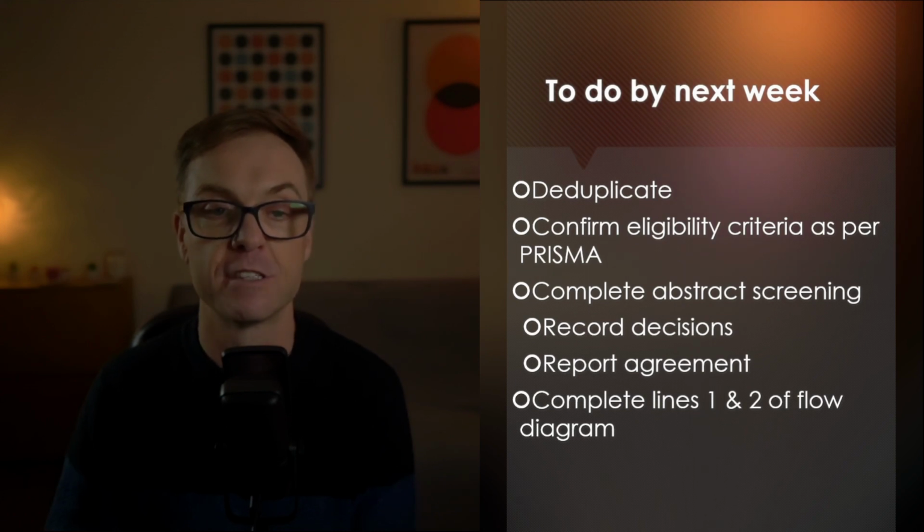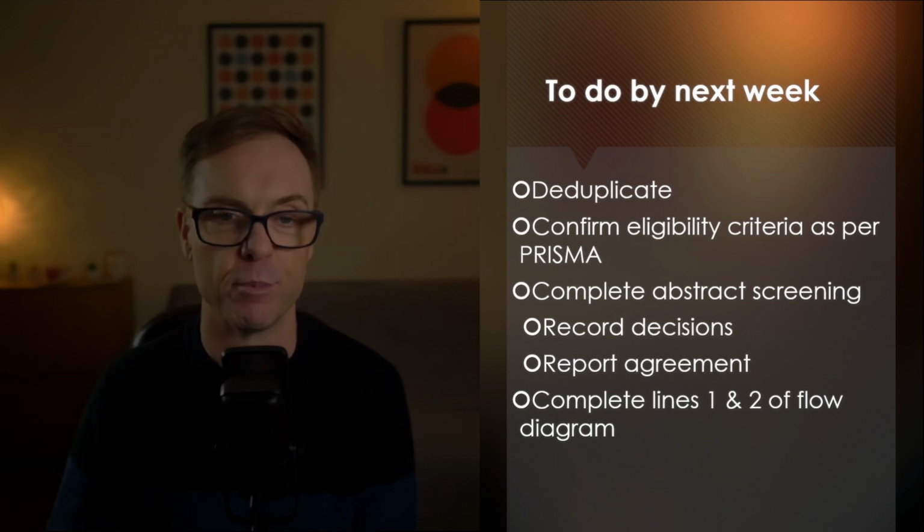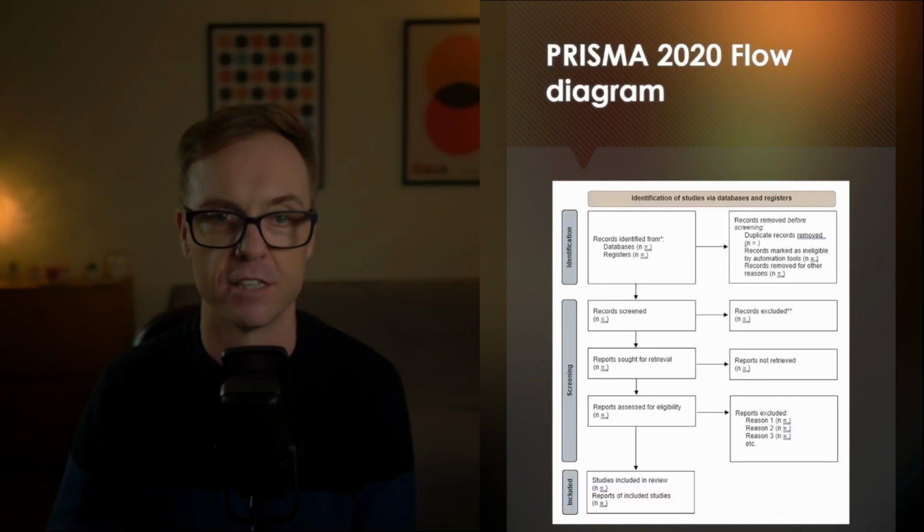We need to use that eligibility criteria to complete abstract screening. We need to record our decisions and report agreement. We need to complete lines 1 and 2 of the PRISMA flow diagram.